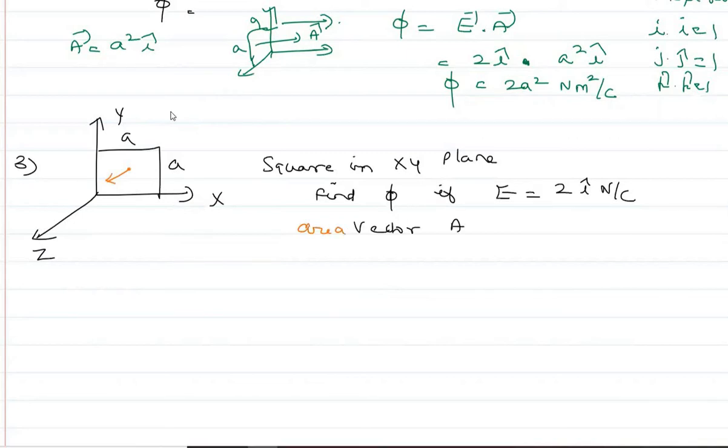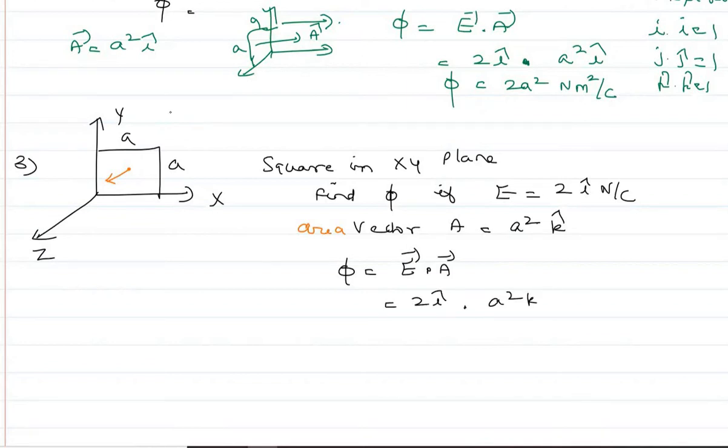Area vector is given by what? Magnitude is a square and its direction is given by either minus k or plus k. So what is E, you also know. Phi is given by E dot A. Here you need not find out the theta also. Directly you can use the dot product: 2i dot a square k.